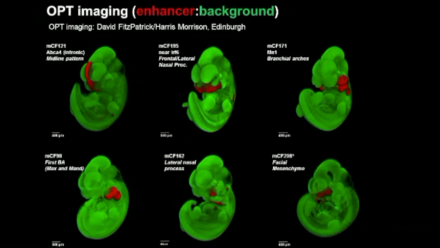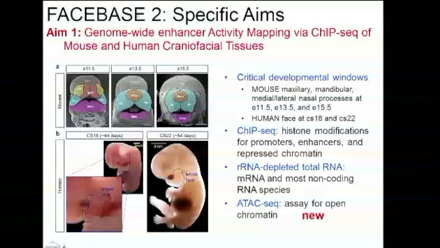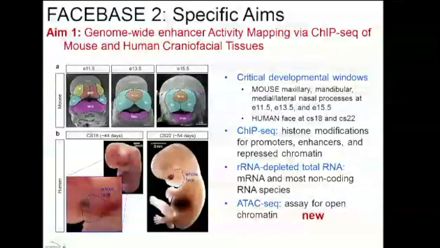So in FaceBase 2, what we're trying to do is 2 things. The first important one is generate higher resolution chromatin data from the developing face. And we do this in 2 different systems. We do this in mouse and in human. In the mouse, we are trying to dissect out different parts of the developing face at critical stages of face development. So E11.5, 13.5, and 15.5.